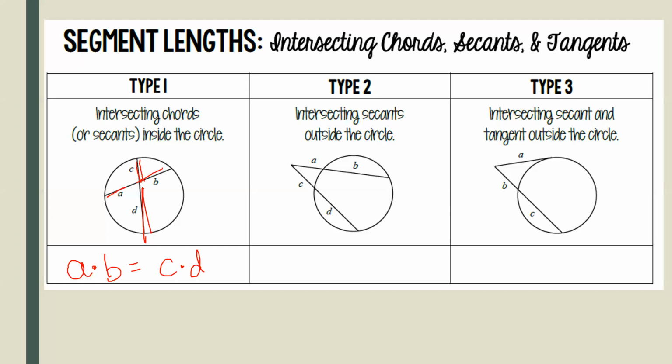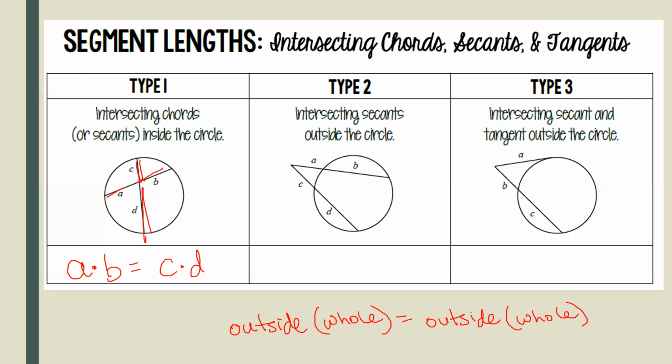Now, what happens if the secants are intersecting outside the circle, like in this picture? And in the last class, yes, we saw this picture, but we were calculating the measure of angles and arcs. This time we're going to talk about the length of each piece of each segment here. And the way I remember this is I say the piece on the outside times the length of the whole thing will equal the piece on the outside times the length of the whole thing.